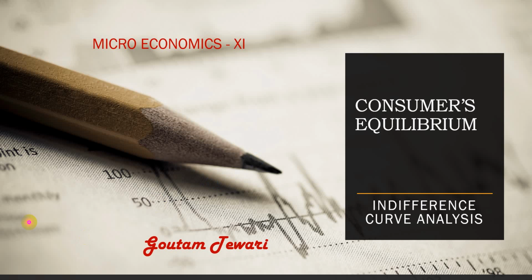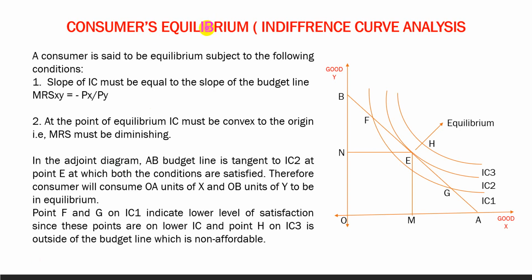In this video, we're going to explain consumer's equilibrium by the indifference curve analysis. A consumer is said to be in equilibrium subject to the following conditions, when the consumer is consuming two goods, say X and Y. Condition number 1: the slope of the indifference curve must be equal to the slope of the budget line, or the budget line must be tangent to the indifference curve.